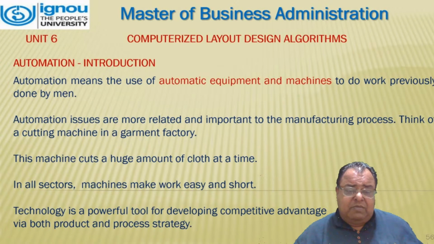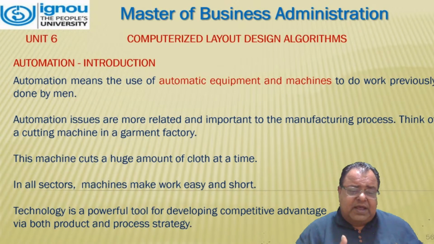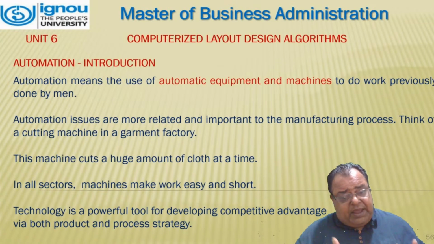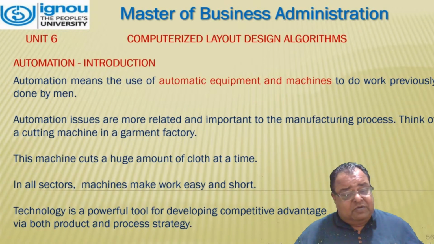Automation issues are more related and important to the manufacturing process. Think of a cutting machine in a garment factory. This machine cuts a huge amount of cloth at a time. In all sectors, machines may make work easy and short. Technology is a powerful tool for developing competitive advantage via both product and process strategy.